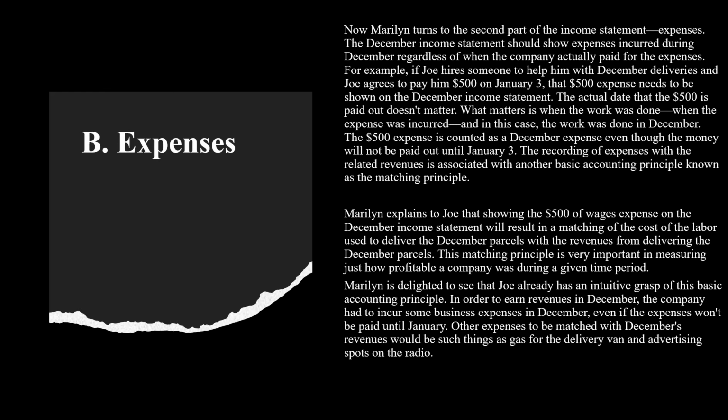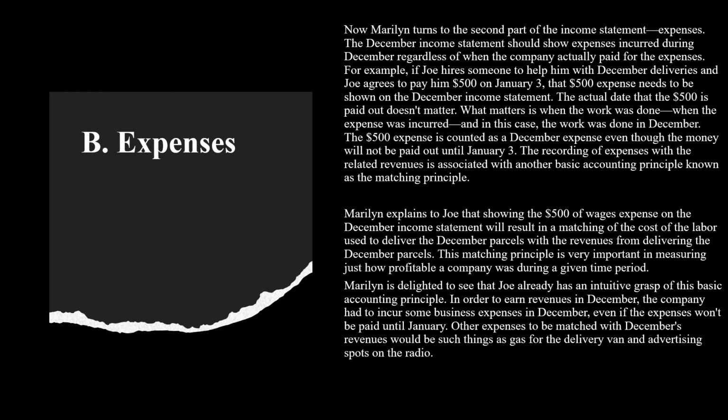What matters is when the work was done, when the expense was incurred, and in this case, the work was done in December. The $500 expense is counted as a December expense even though the money will not be paid out until January 3rd. The recording of expenses with the related revenues is associated with another basic accounting principle known as the matching principle. Marilyn explains to Joe that showing the $500 of wages expense on the December income statement will result in a matching of the cost of the labor used to deliver the December parcels with the revenues from delivering the December parcels.